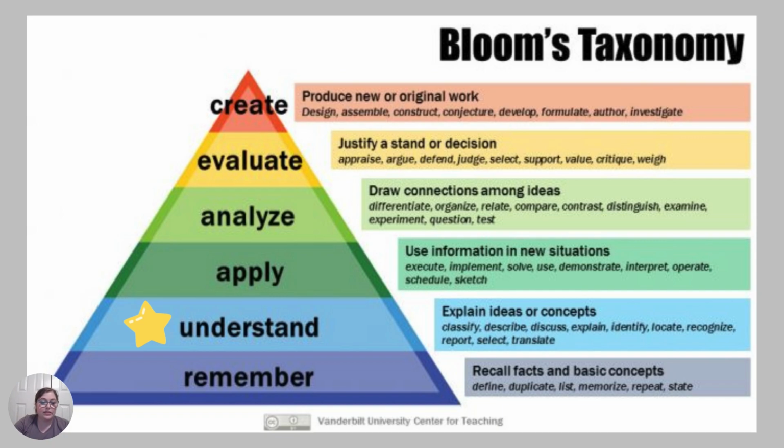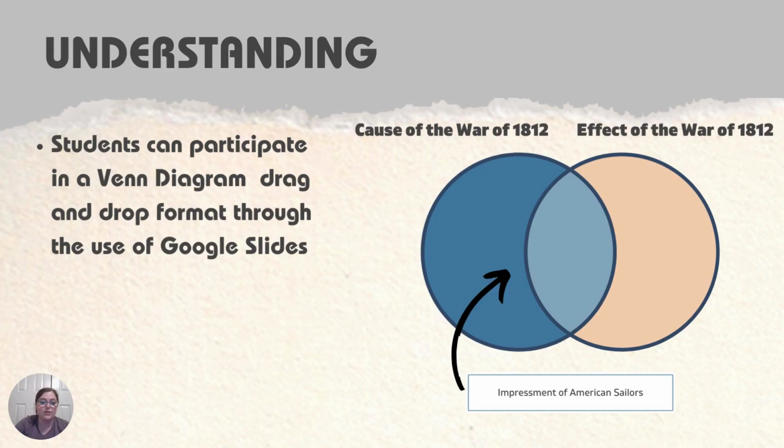Next on Bloom's taxonomy is going to be understand. Understand is explain ideas or concepts. One way that I use this in my classroom is Venn diagram drag and drops. Students can participate in Venn diagram drag and drops format through the use of Google Slides. I use this a lot as a way to make sure that they're understanding the material, and you can just take and drag these things into this using PowerPoint.